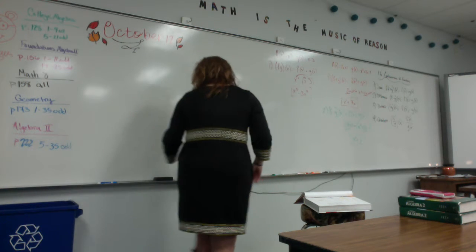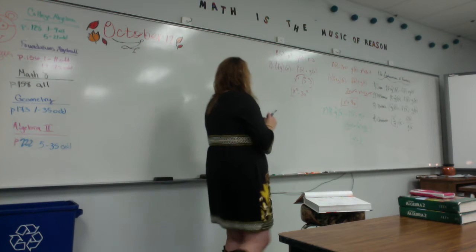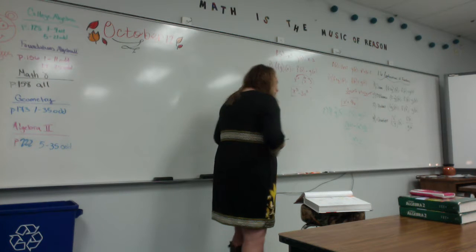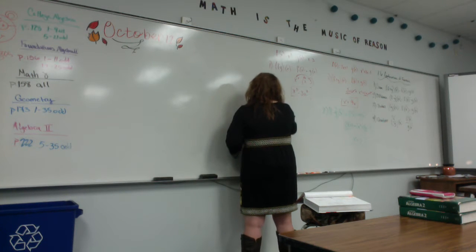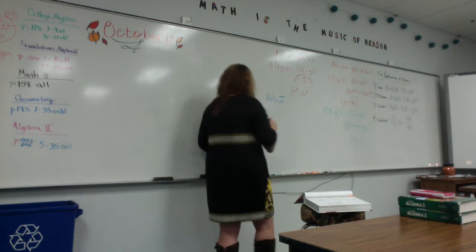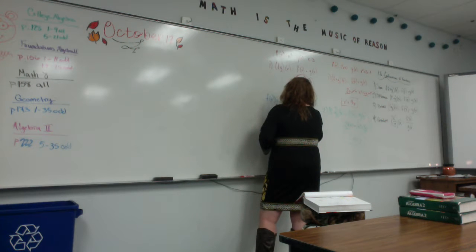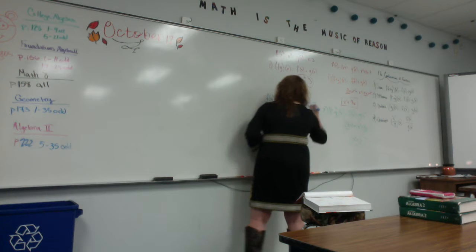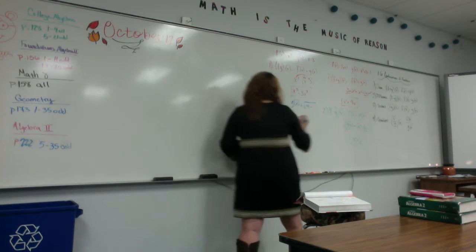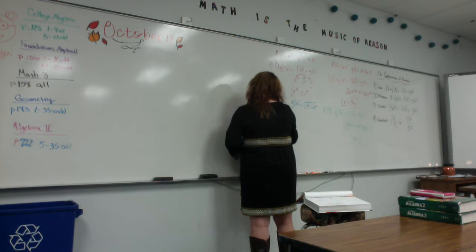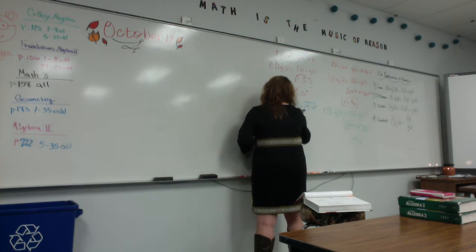Now, the last type that we could have is dividing. Let's say your f of x equals radical x, and let's say your g of x equals the square root of 4 minus x squared. And they want you to take f over g of x, which is the same thing as saying f of x divided by g of x.